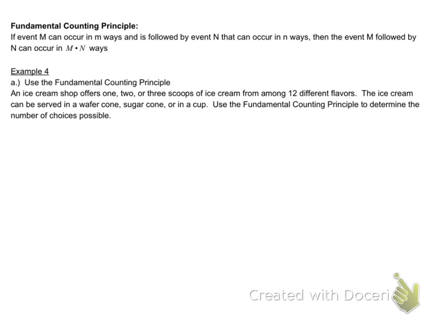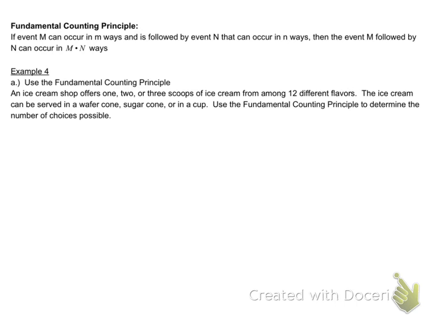That better way happens to be called the fundamental counting principle. It's a little wordy right here, but it says that if event M can occur in M ways and is followed by event N that can occur in N ways, then if M is followed by N, so right after each other, you can take the amount of different ways you can choose them and just multiply them together. So it's M times N ways.